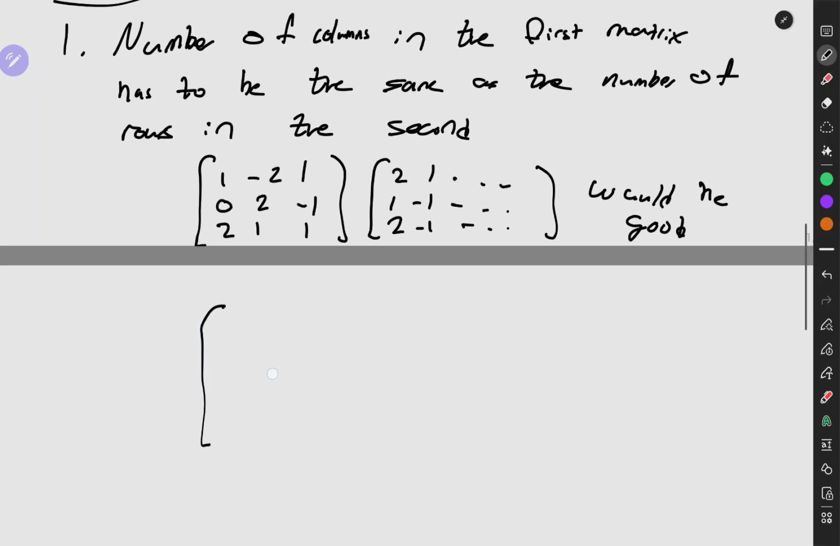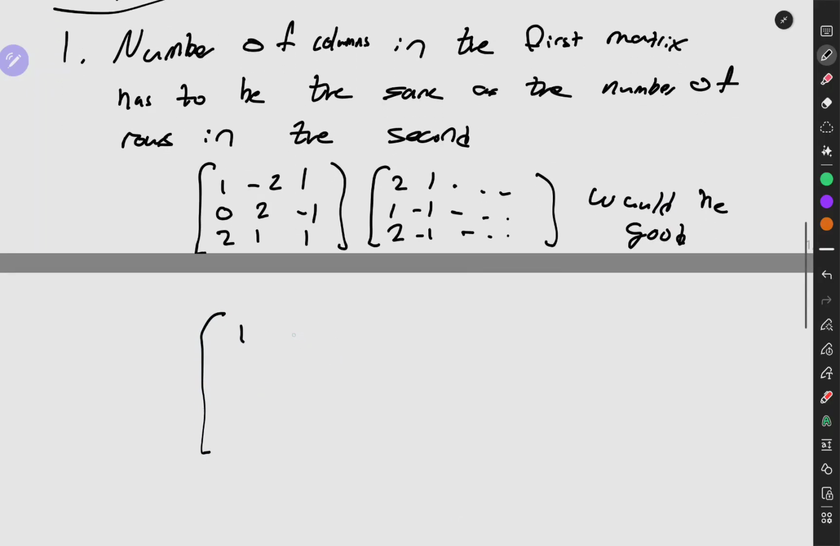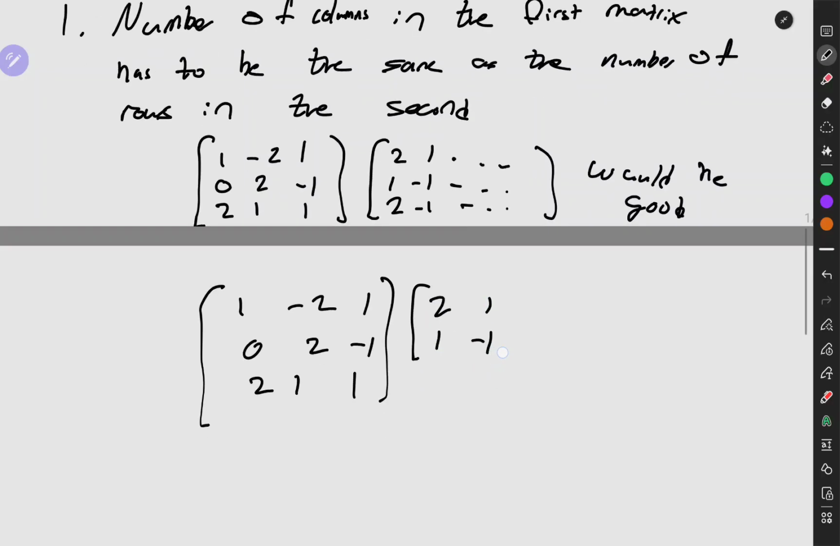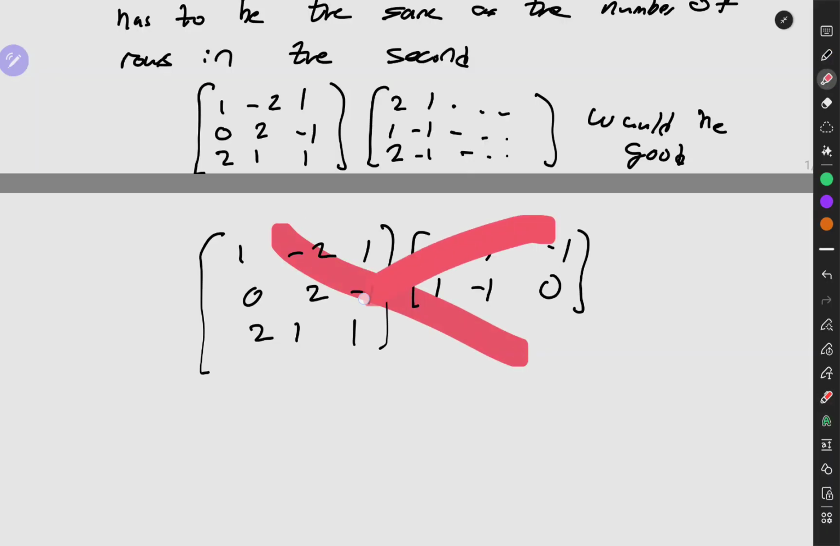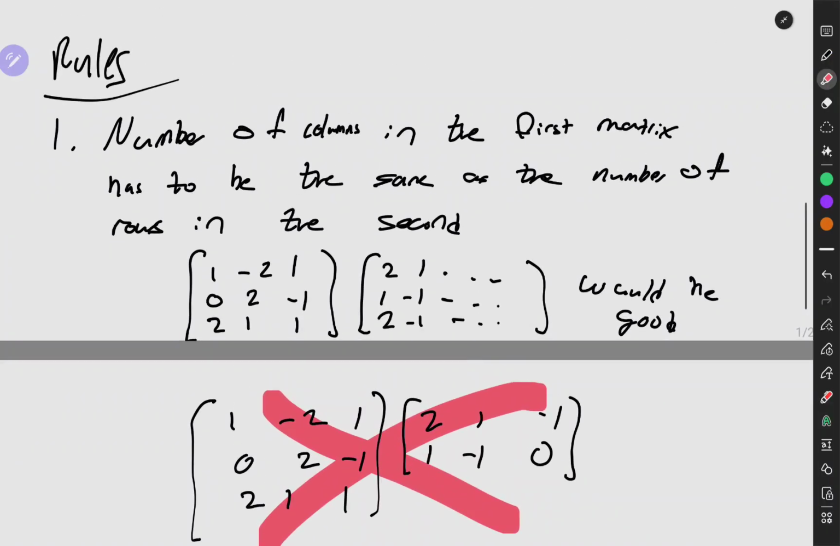Let's say we have something like this. We multiply them together, and well, then we have something like this. We now have 3 columns, 1, 2, 3. We only have 2 rows. So this, not good. We don't want that.